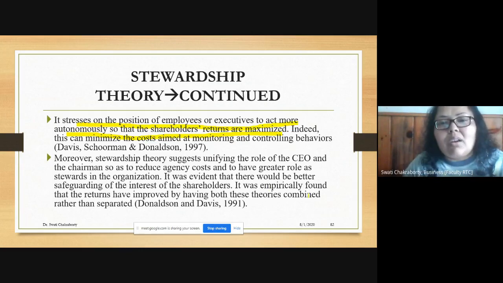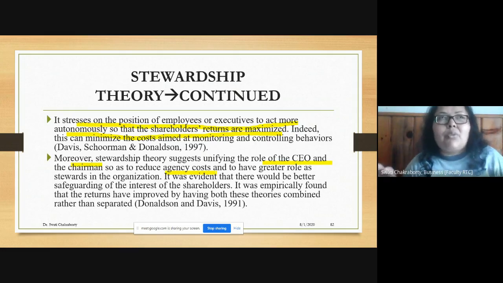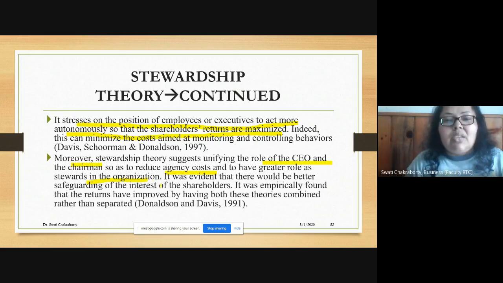It also talks about the role of the CEO and the chairman, right? To ensure that the agency cost is reduced, that is, the conflict between the shareholders and the executives needs to be reduced. Which means that there has to be a bigger role played by the executives, right? They need to protect the interest of the shareholders, they have to ensure that they are satisfied.